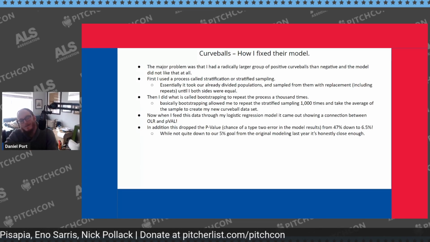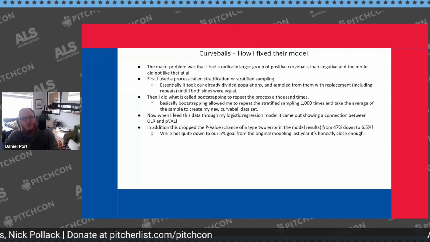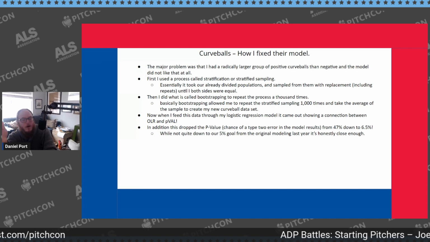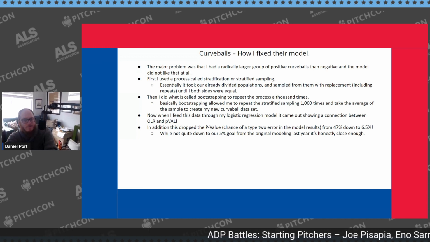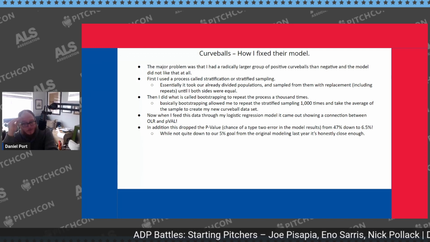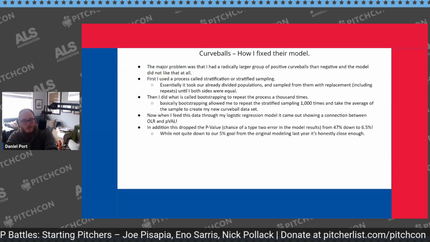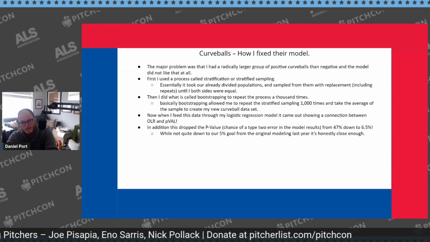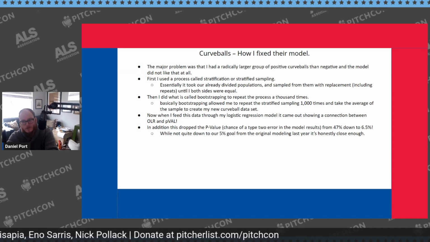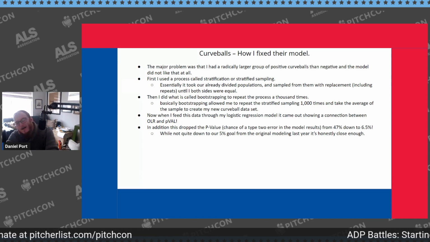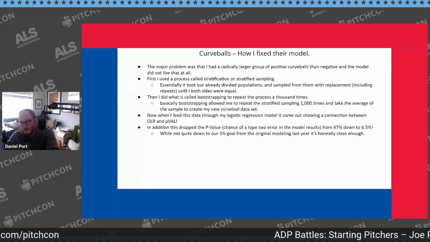When I took that data set back and fed it through the logistic regression model, it came out showing a connection now between OLR and p-val. And that was huge. I did a little dance when it came out. I did not expect that. The big news, though, was it dropped that p-value, that chance of a type 2 error in the model results, from 47% down to 6.5%. At the time, I set the goal at 5%, but it's worth noting.